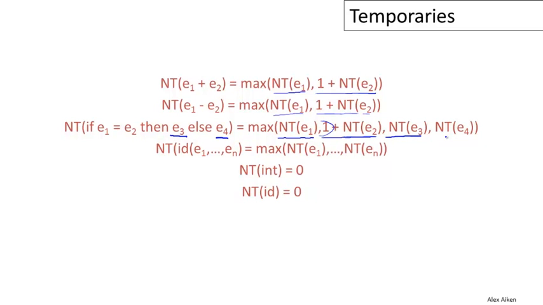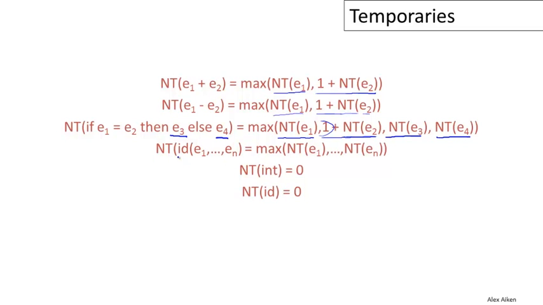And so then we just need however many temporaries each of those requires. And whatever the maximum is over these four quantities, that's the minimum number of temporaries we can get away with to evaluate the entire if then else. Let's take a look at a function call.